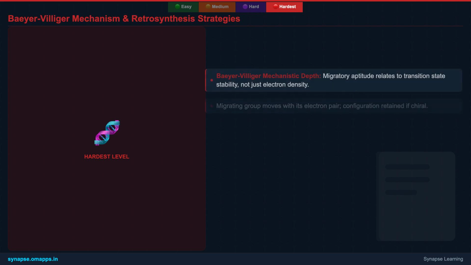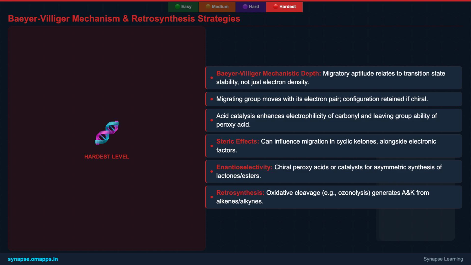Let's deepen our understanding of the Baeyer-Villiger reaction. The migratory aptitude isn't just an order, it's a reflection of how effectively a group can stabilize the developing positive charge in the transition state. The migrating group moves with its bonding electrons, and if it's chiral, its configuration is remarkably retained. This reaction isn't just academic, it's industrially vital for producing lactones, which are precursors for polymers like nylon 6.